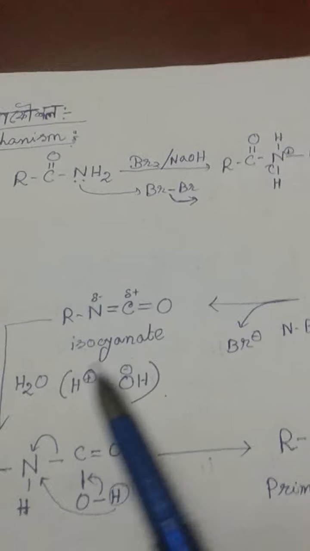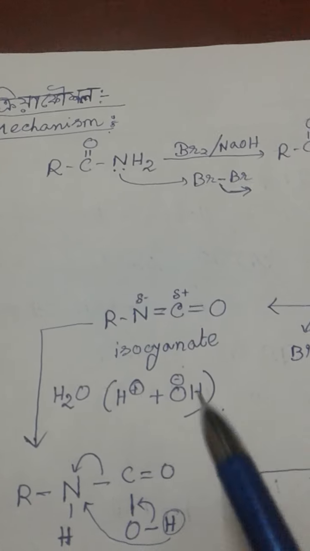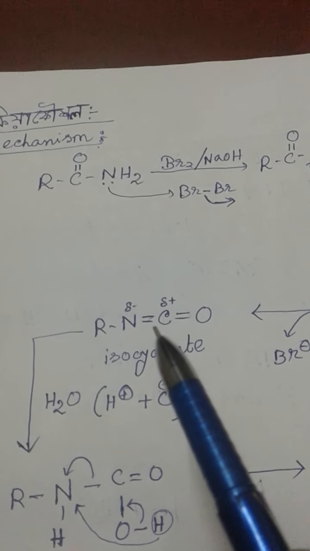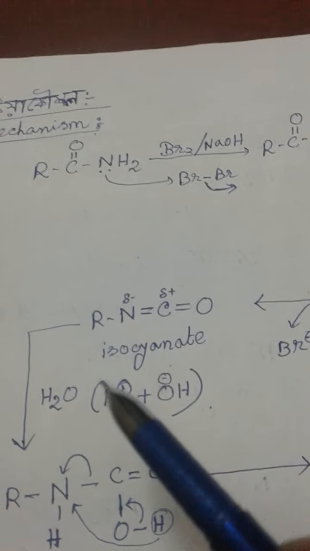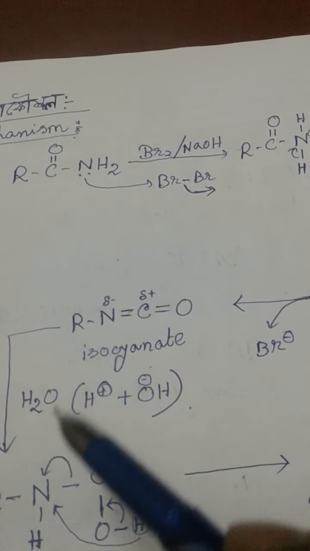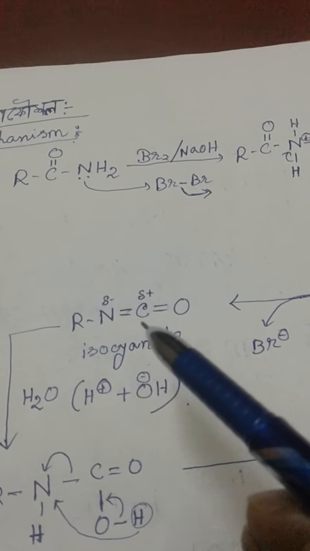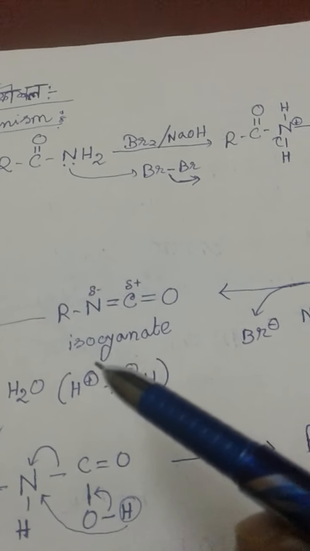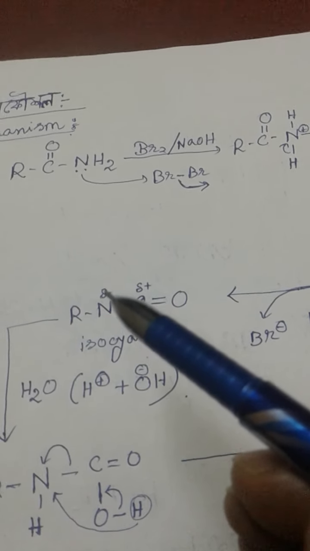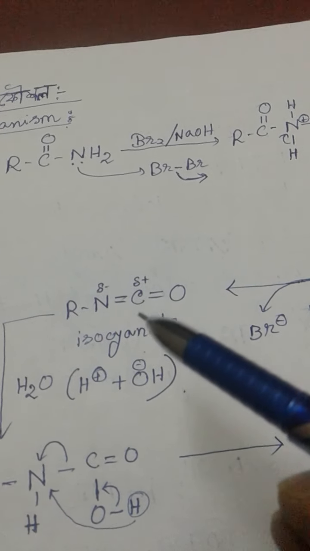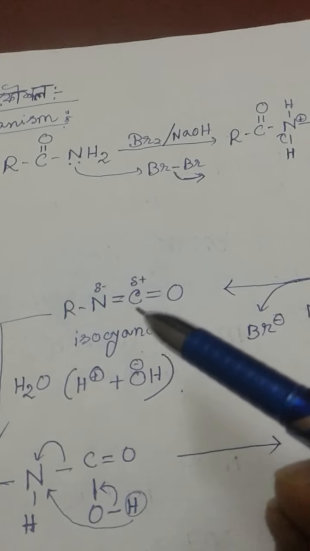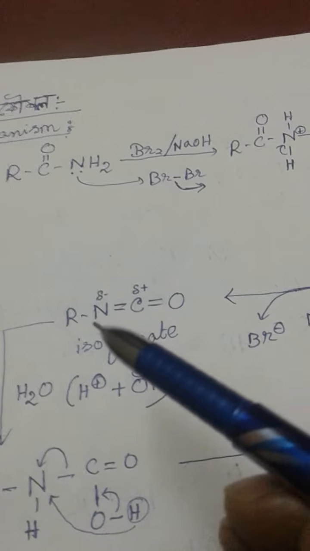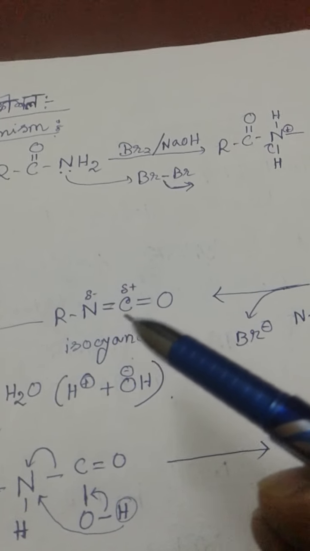This is isocyanate. In the next step, this is the addition reaction. Why is it addition? The bond between N and C breaks, and the water molecule adds across the N and C. The positive part from the water molecule bonds with the N, because N is negative, and the negative part from the water adds to the carbon, because it is positive according to the electronegativity difference, because N is more electronegative than the carbon atom.